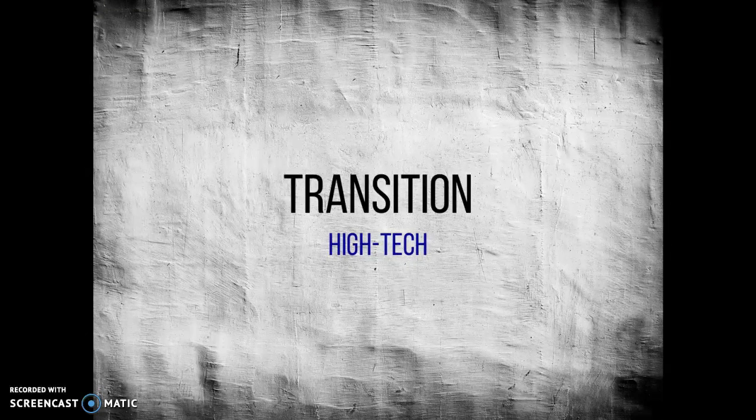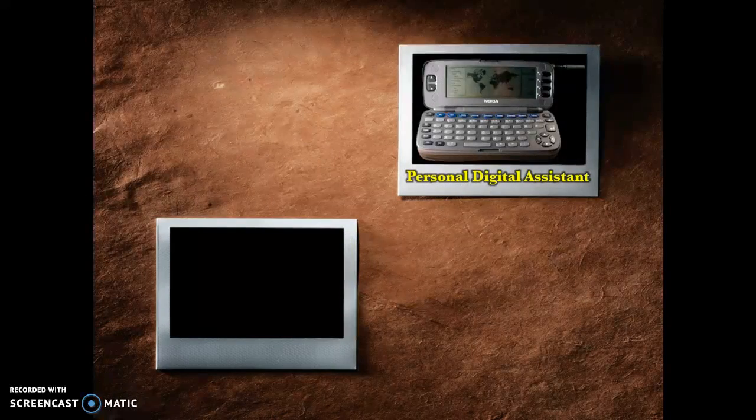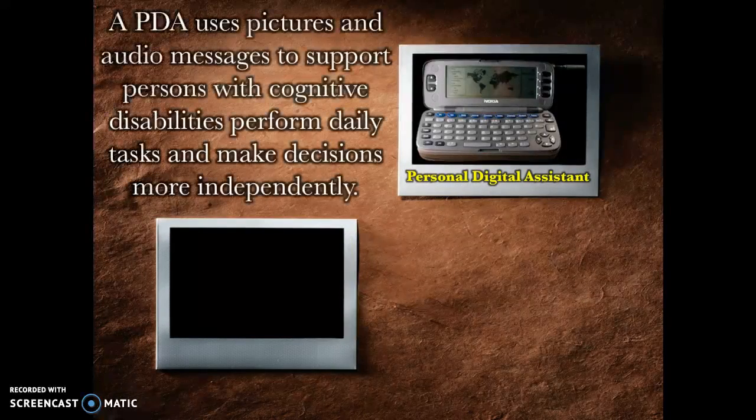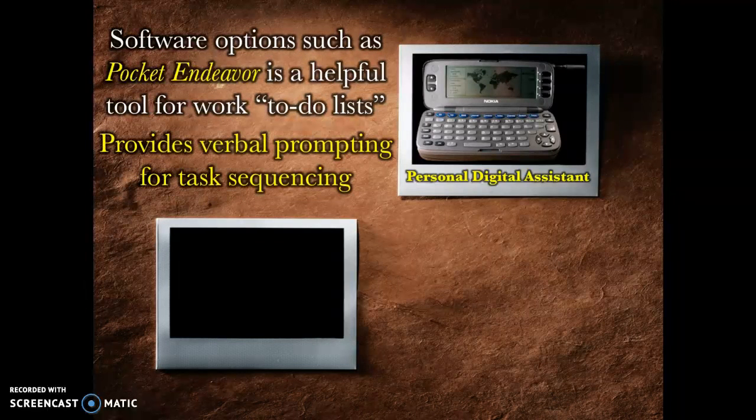High-tech transition solutions include a personal digital assistant. A PDA uses pictures and audio messages to support persons with cognitive disabilities perform daily tasks and make decisions more independently. Software options such as Pocket Endeavor is a helpful tool for work to-do lists. It also provides verbal prompting for task sequencing.